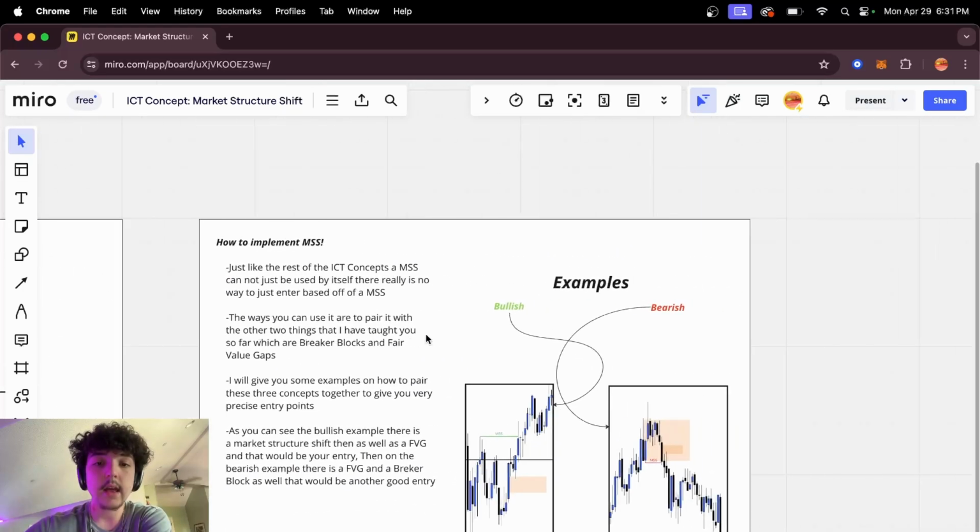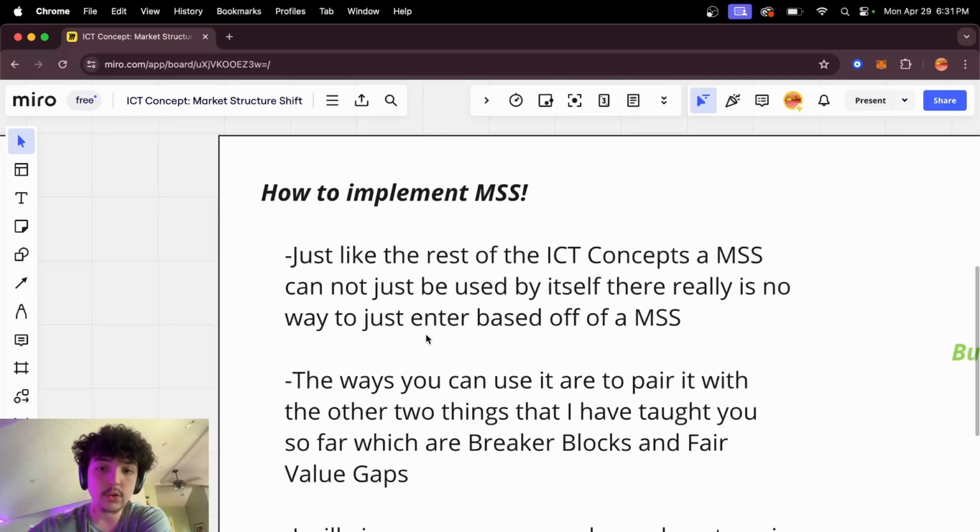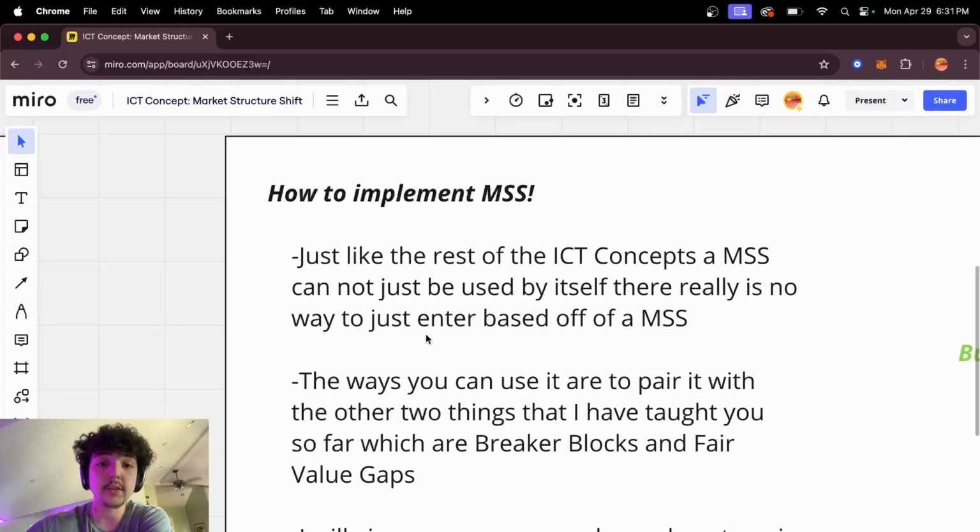Now, let's get into how to implement a market structure shift. Just like the rest of the ICT concepts, a market structure shift cannot just be used by itself. There really is no way to just enter based off a market structure shift. There is, but you kind of have to be more on the advanced side for that, like already trading and established with these concepts. Even ICT himself says he'll take entries off of just basically seeing that shift in structure in a candle close, whatever it is. But that's not something I would say do right away.